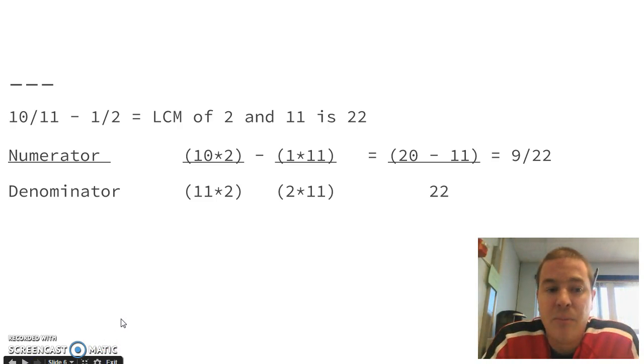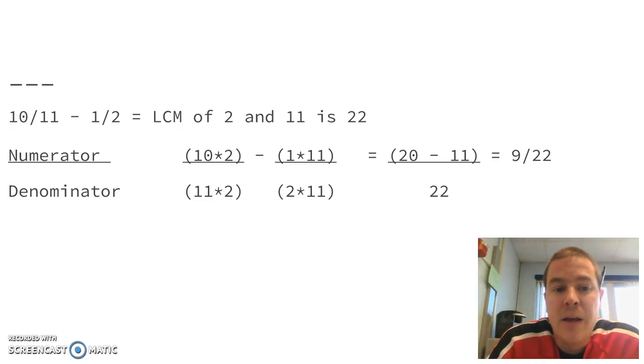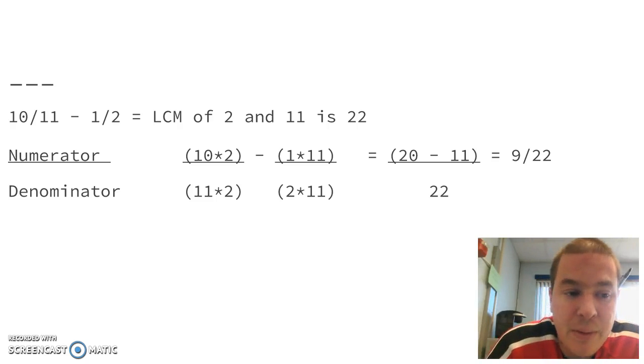Looking at the second problem, we're doing subtraction yet again, okay? And so now it's 10 over 11 minus 1/2, all right? So the least common multiple of 2 and 11 is 22. If you didn't know that, once again, you could just multiply the denominators together, and that would be your common denominator.